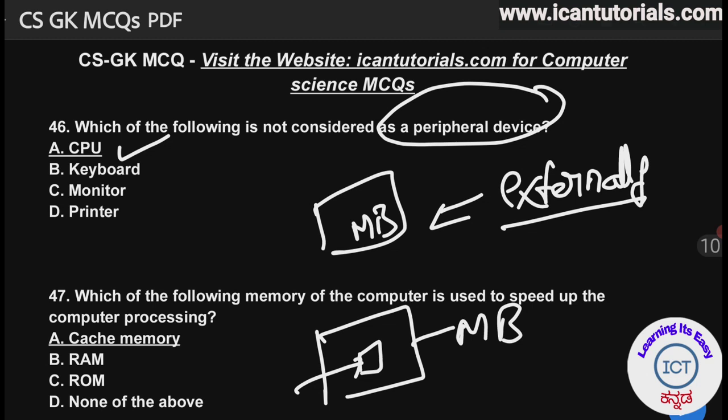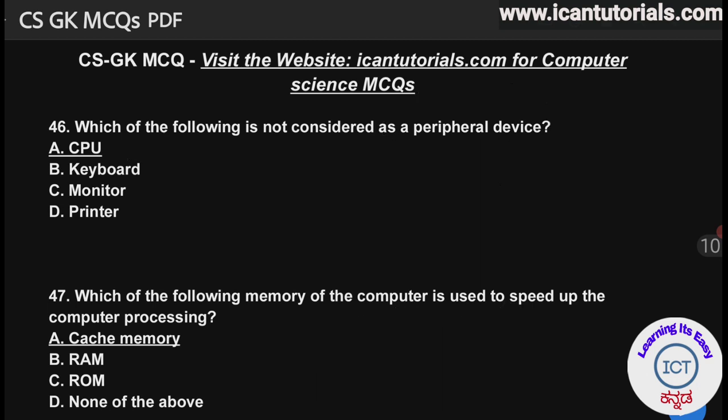That's why CPU is not a peripheral device, but keyboard, mouse, printers, scanners, pen drives, flash drives, okay, all these are called peripheral devices which are connected externally to the motherboard, that is, indirectly they are connected to the motherboard. But CPU is directly placed above the motherboard. That's why it is not a peripheral device. 47th question is, which of the following memory of the computer is used to speed up the computer processing?